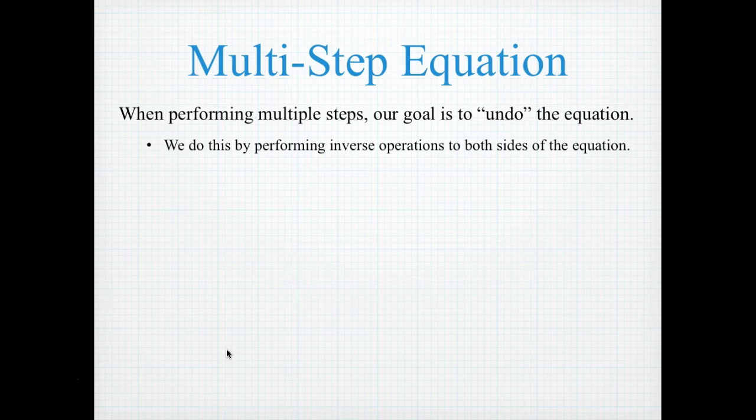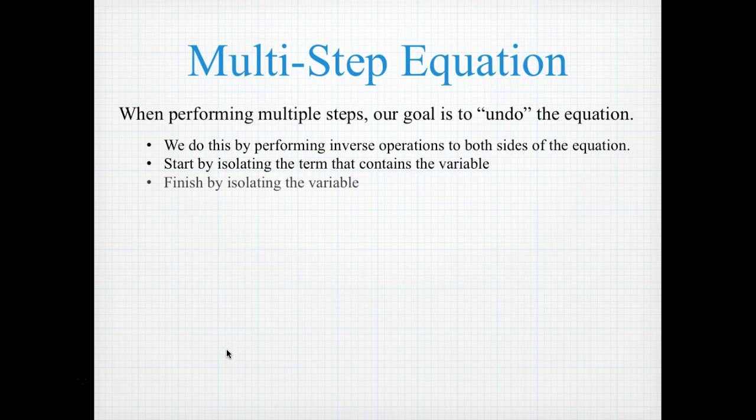We can do this by performing inverse operations to both sides of the equation, and we'll start by isolating the term that contains the variable. And we'll finish by isolating the variable itself. In our first example, we have 2x plus 4 is equal to 10. The term that contains the variable is 2x. 2x is being added by 4, and then it's equal to 10.